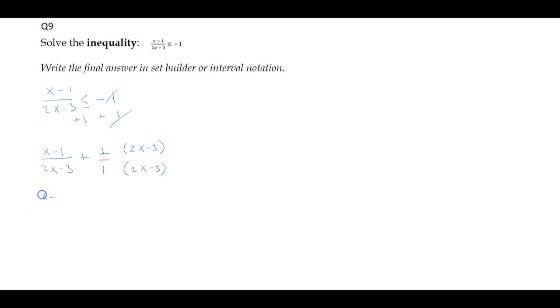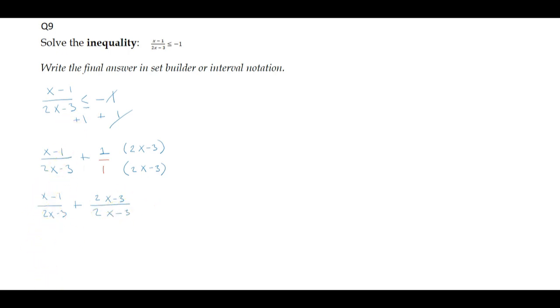I'm going to rewrite the first fraction, (x minus 1) over (2x minus 3), plus, and then anything multiplied by 1 is going to be the same thing. So I'm just going to rewrite the binomial, and the same thing is going to happen in the bottom. 1 times 2x is going to be 2x, and 1 times -3 is going to be -3. Now our denominator is the same, so we can combine the top.